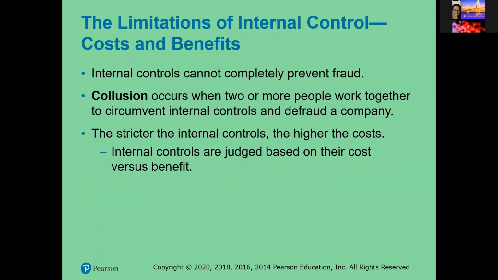Unfortunately, most internal controls can be overcome. We know that. I'm pretty sure you've heard of collusion. What exactly is collusion? Collusion occurs when two or more people work together to circumvent internal controls and defraud a company. It is difficult and very costly to plan controls that can prevent collusion.